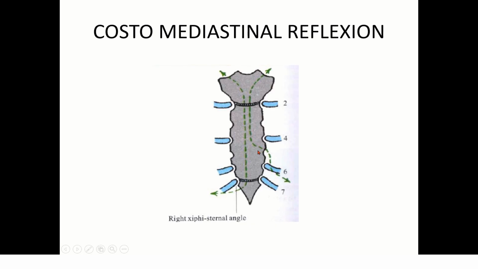Whereas on the left side, due to the presence of the heart, the costo-mediastinal reflection slightly deviates away from the midline and descends in relation to the lateral aspect of the sternum. It reaches the sixth costal cartilage. From there it goes laterally and continues with the costodiaphragmatic reflection, same as on the right side. So this is the costo-mediastinal reflection. The difference between the right and left side is present below the level of the fourth costal cartilage.